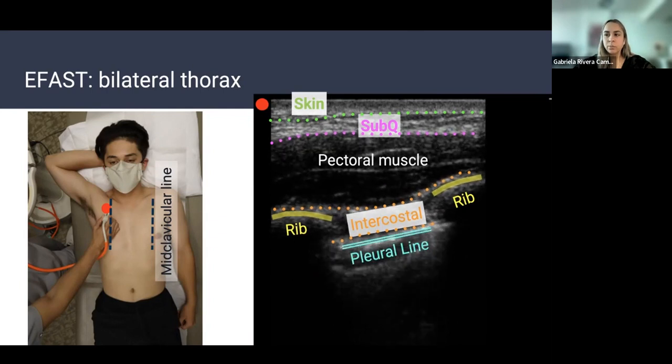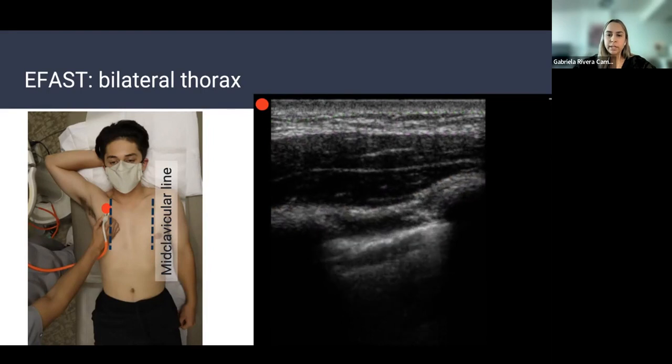When there is a normally expanded lung, there will be lung sliding, which appears like ants on a log, like this image. So this is a normal and expanded lung. This is the parietal and visceral pleura sliding against each other. When there is a pneumothorax, there will be absence of lung sliding.